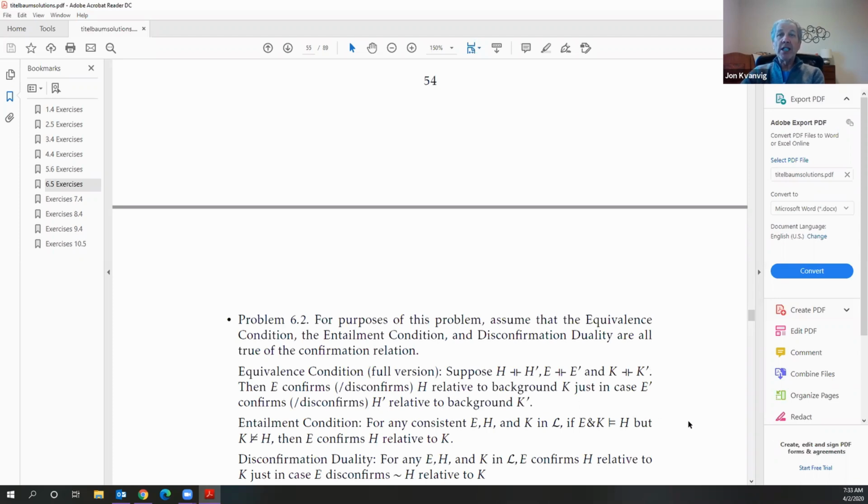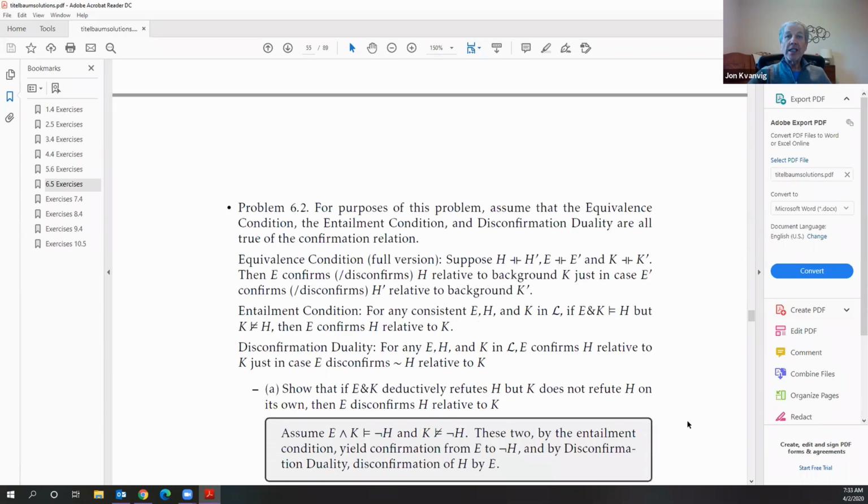That's the equivalence condition. Entailment is for any consistent E, H, and K, if E and K entails H, but K alone doesn't entail H, then E confirms H relative to K. Finally, disconfirmation duality says this: if and only if E confirms H relative to K, it disconfirms not H relative to K. We're supposed to show that if E and K deductively refutes H, but K doesn't refute H on its own, then E disconfirms H relative to K.